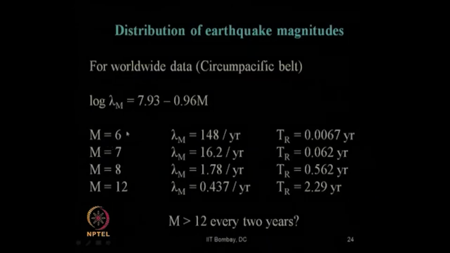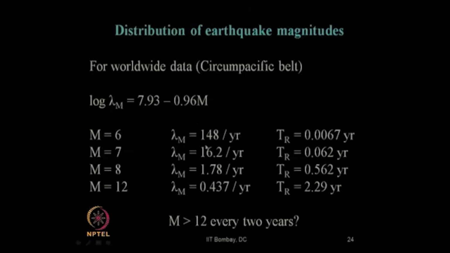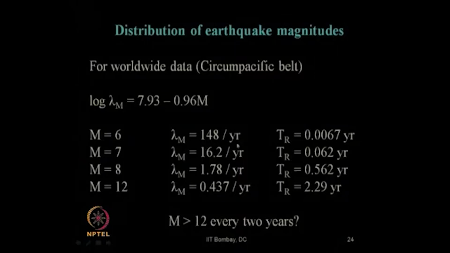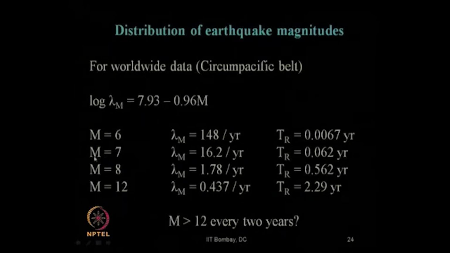Okay. So, if you put m equals 6 in this equation, what value of lambda m will we get? It is coming 148 per year. So, TR is coming 0.0067 year. Okay. This is the return period. If you put m value of 7, then lambda m is coming 16.2. We can just calculate it very easily. TR will come as 0.062.